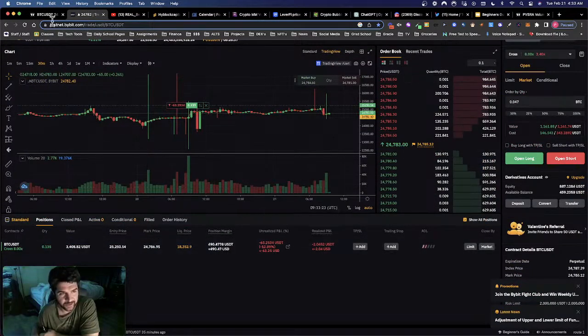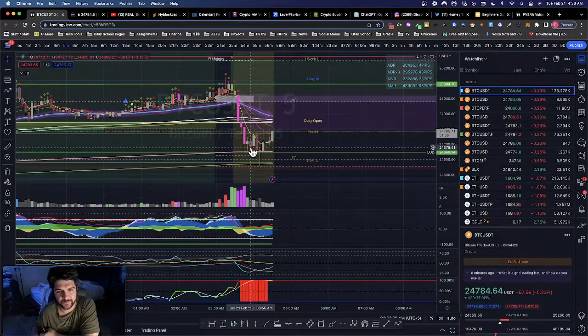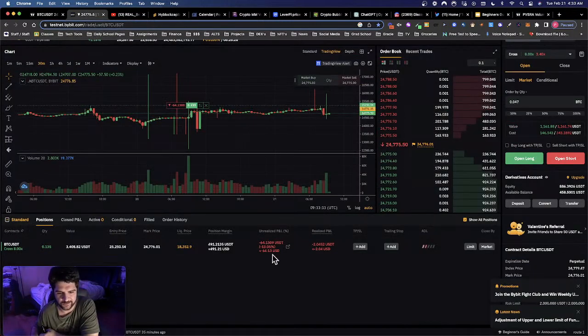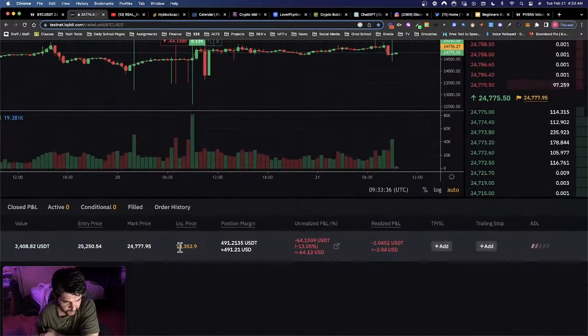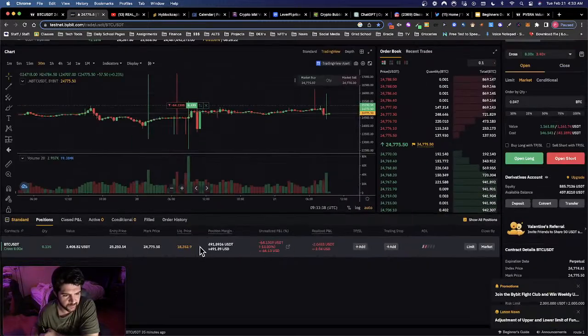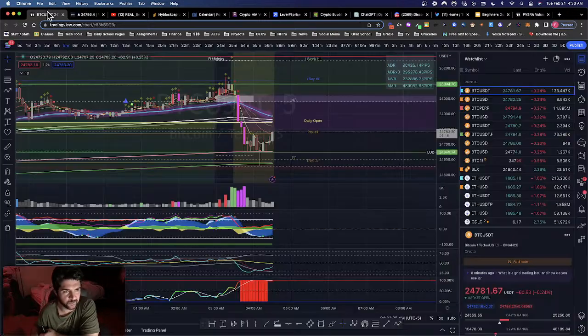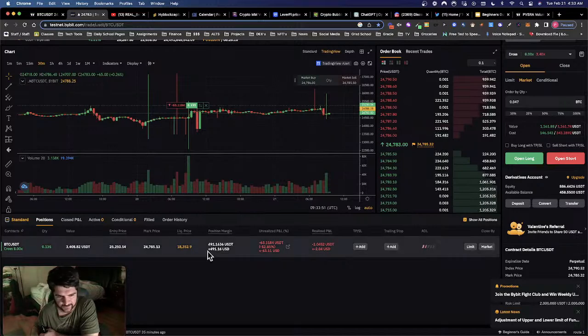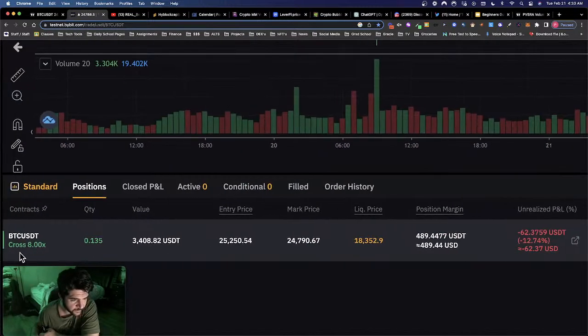How is this freaking 12%? How is it not more? I went long from down here. And here. And yet I'm down. Why? Where's my entry? 25,250. How am I long from 25,250 when I was over here? How is that freaking possible? Something's wrong there. That is not right.